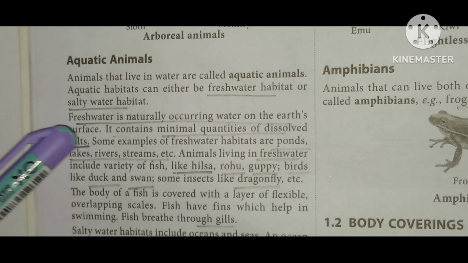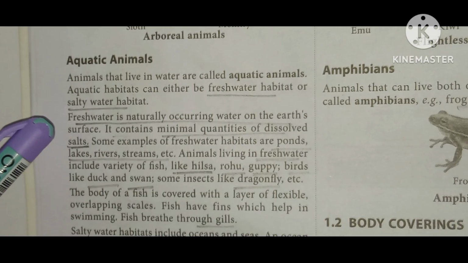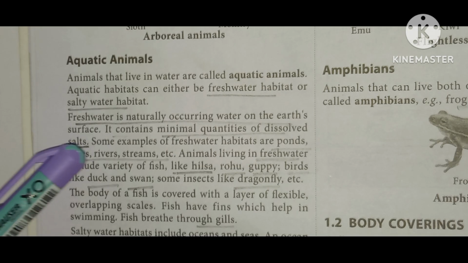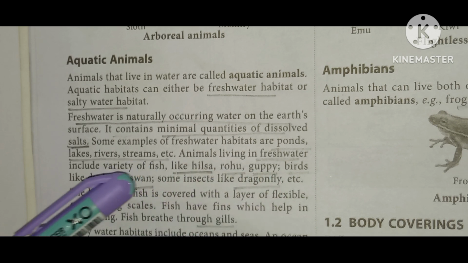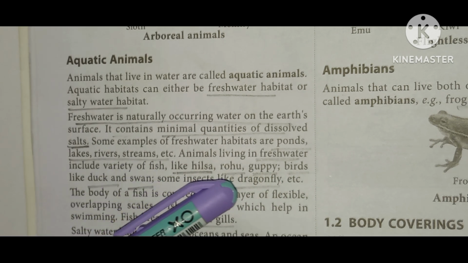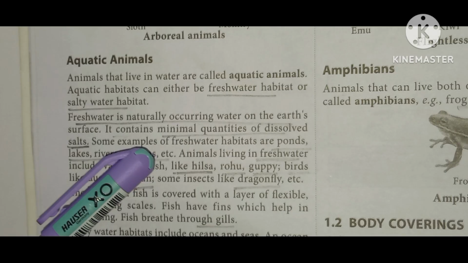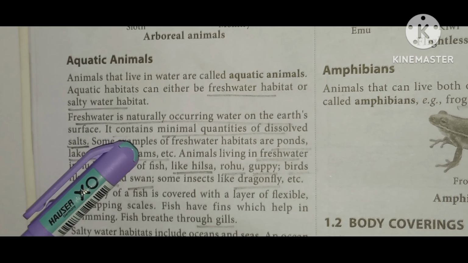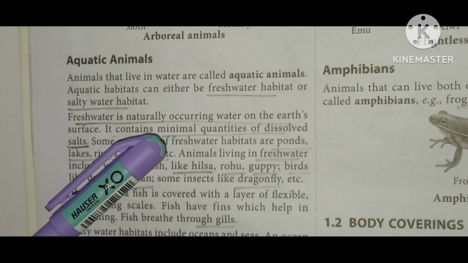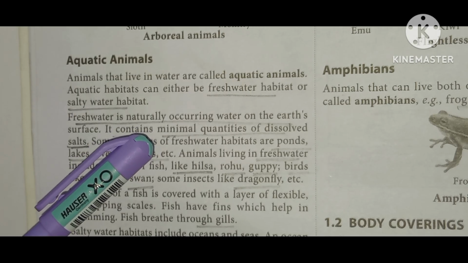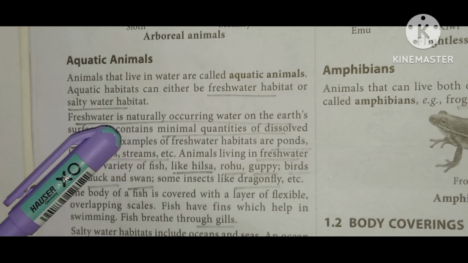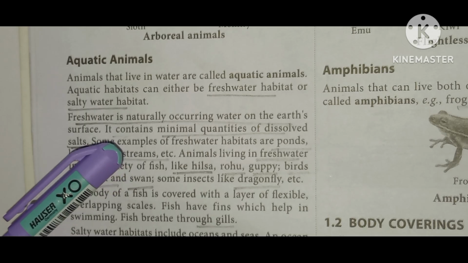Animals that live in freshwater habitats are generally fish like hilsa or guppies, and birds like ducks and swans, and some insects like dragonflies. These also come under freshwater habitats. Freshwater habitats have less amount of salt, and there are many species living in freshwater.